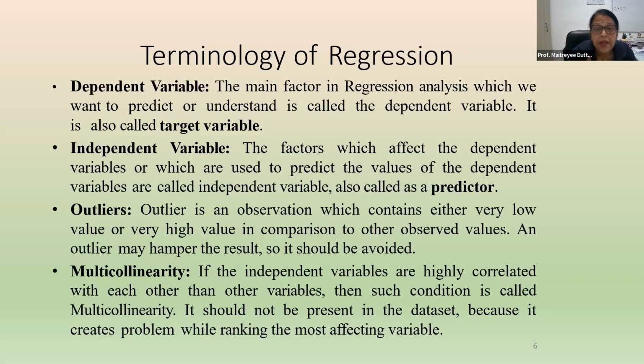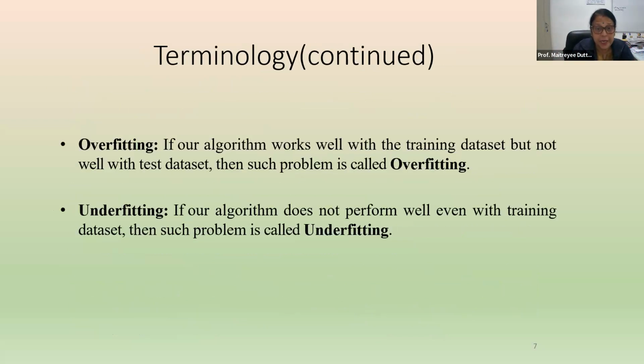So if you find such type of correlation in the independent variables, then you remove one, right? Only one variable you have to keep and the other variable you can remove. It should not be present in the data set, right? Otherwise it will affect the result. These are some terms you have to check.